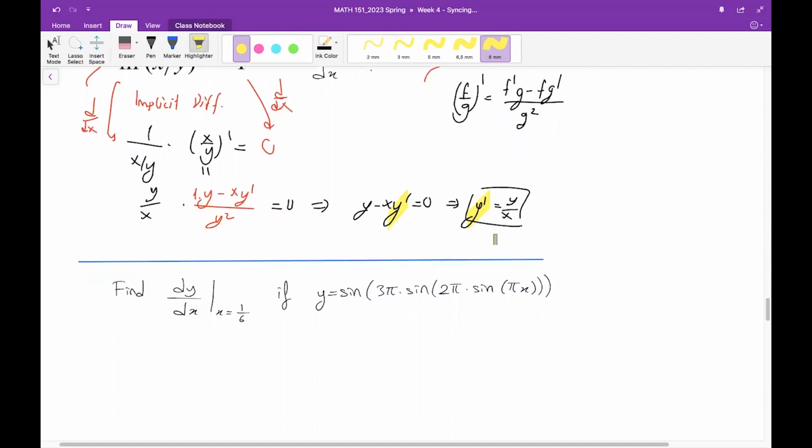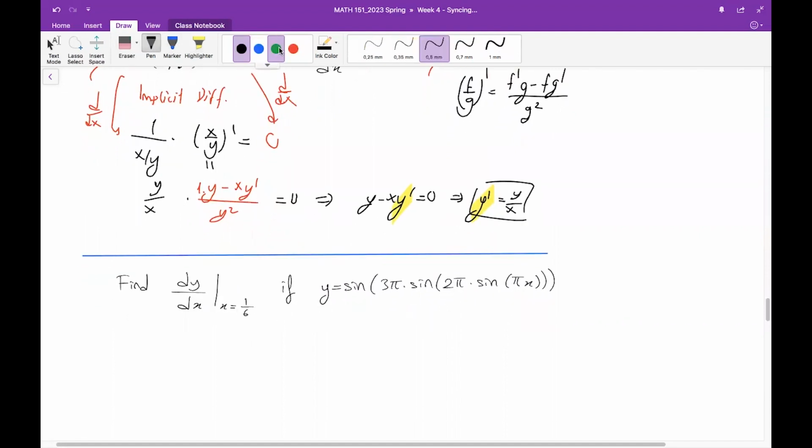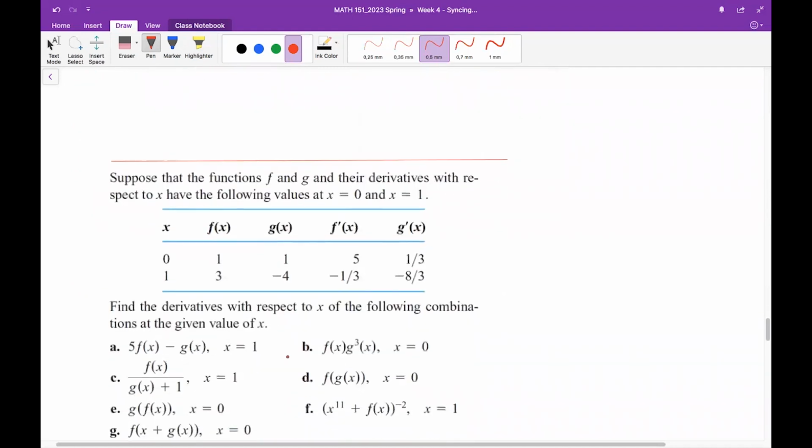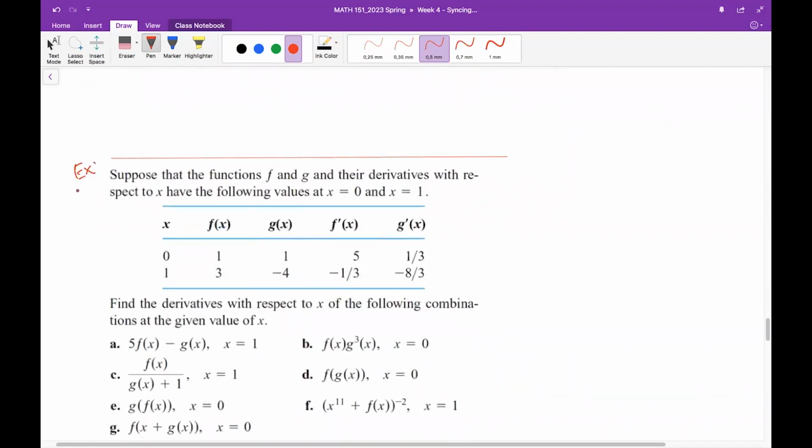So I want to move on if no questions. I will leave this example as an exercise for you. Please try it by yourself. And also this one. Let me see. Okay, let's solve this one together.